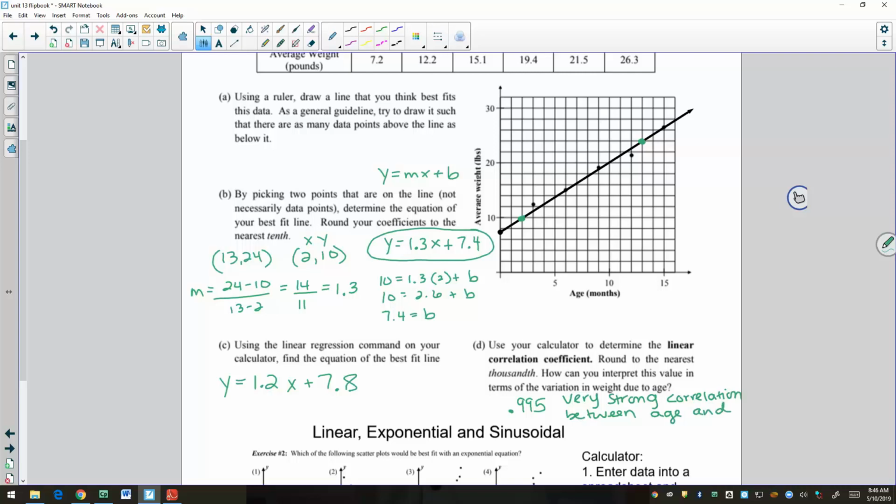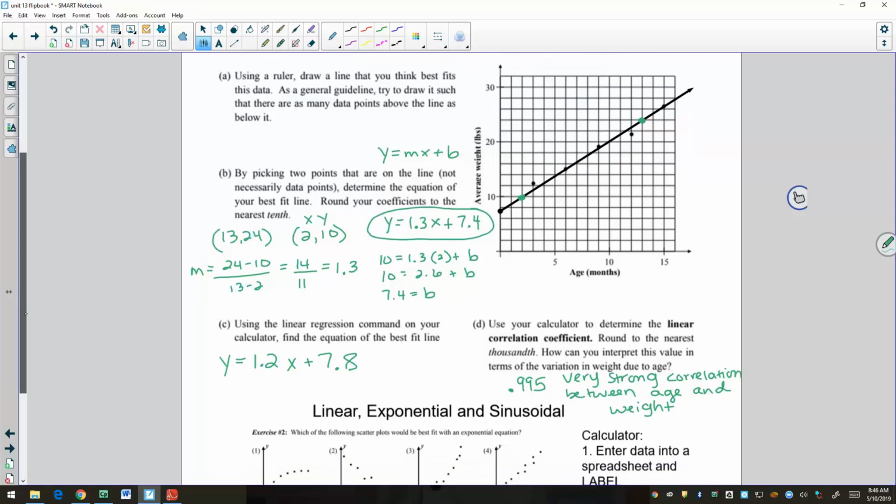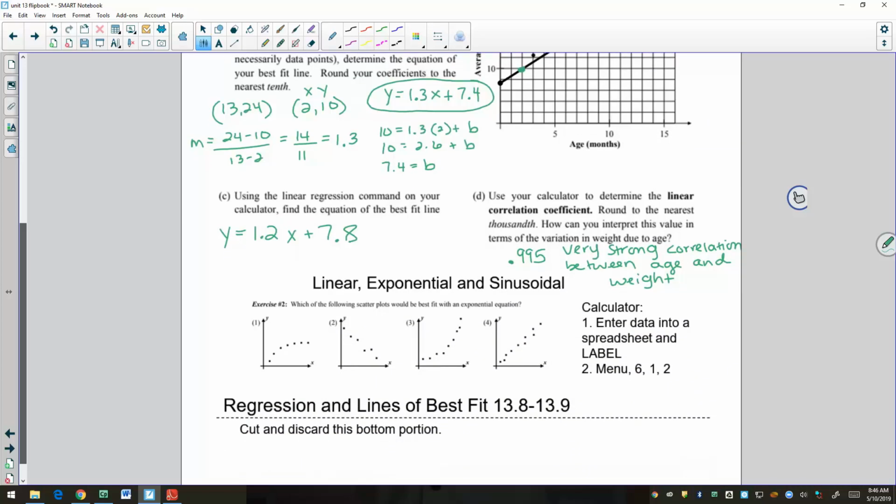You may have wanted to write down the button numbers that you hit to get everything we did, if you forgot that from Algebra 1. The last quick example is multiple choice. It just says which of the following scatter plots would best fit with an exponential. Because remember, there are different types of graphs we could get when we're doing data or scatter plots. The first one was linear. Exponentials, remember, look closest to number 3. So that is it for this lesson.